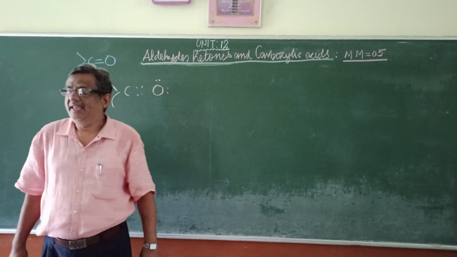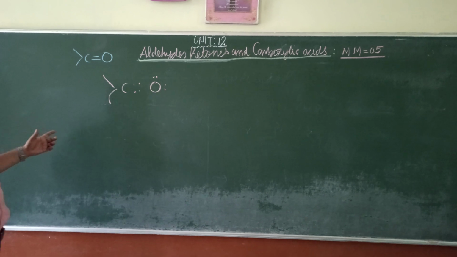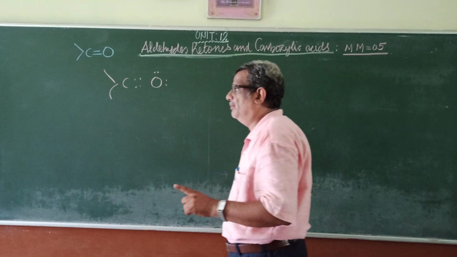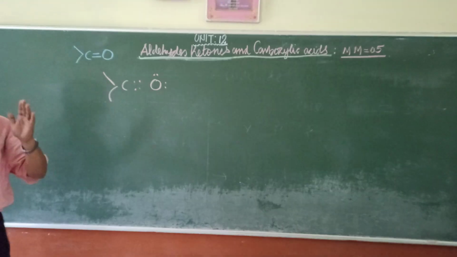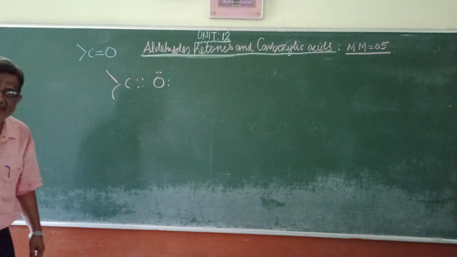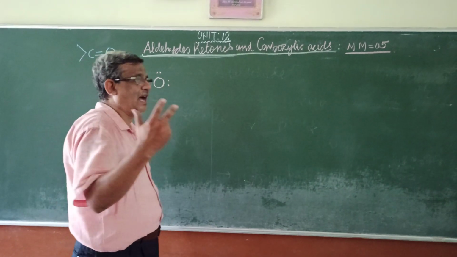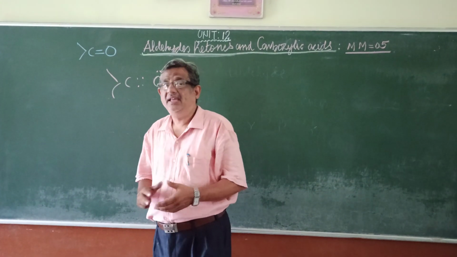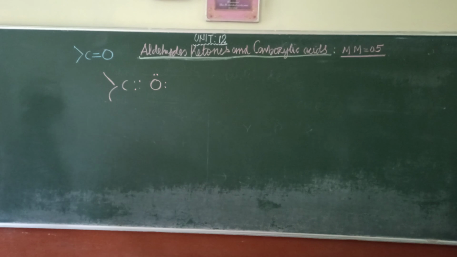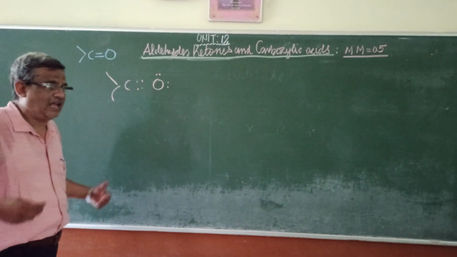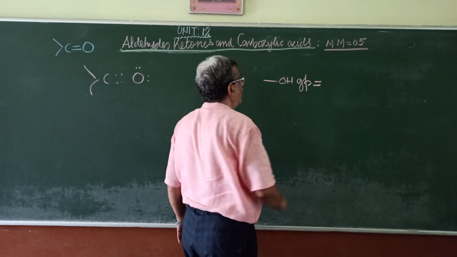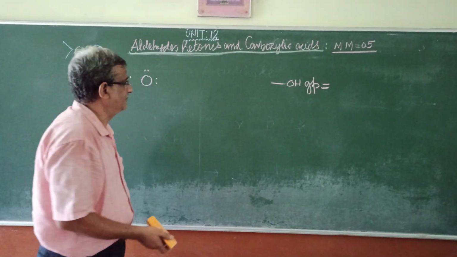Now coming to aldehydes. In aldehydes, the carbonyl group is attached either to two hydrogen atoms or to one carbon and one hydrogen atom, a carbon being attached to either alkyl or aryl group. In ketones, the carbonyl group is attached to two carbon atoms which may be same or different. If they are same, they are called simple ketones. If they are different, they are called mixed ketones. Lastly, if the carbonyl group is attached to the OH group, then these are called carboxylic acids.